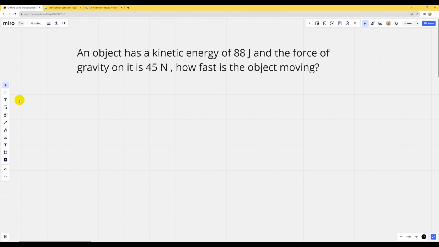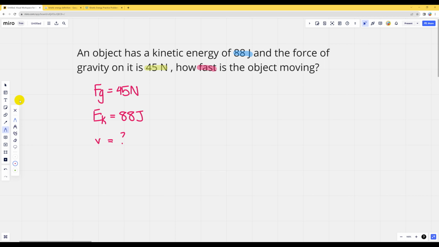Our second question is, an object has a kinetic energy of 88 joules and the force of gravity acting on it is 45 newtons. How fast is the object moving? We know that our Ek is 88 joules, the force of gravity acting on the object is 45 newtons, and what we're looking for is how fast the object is moving, so our v. So Fg is equal to 45 newtons, Ek is equal to 88 joules, and v this time is our question mark.